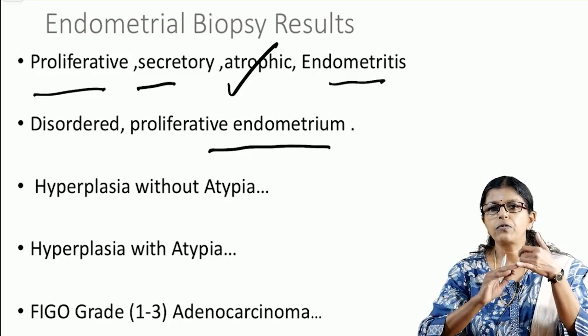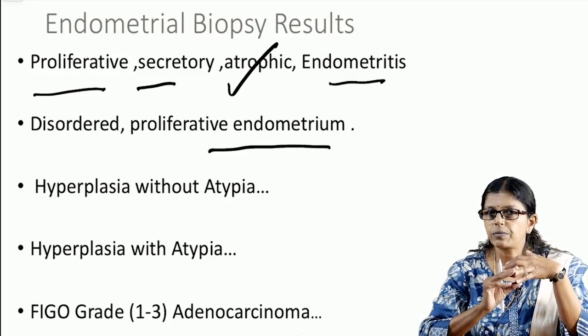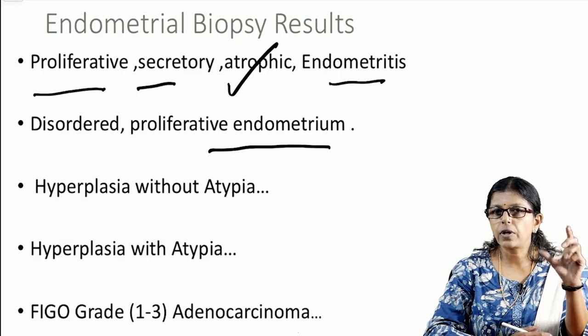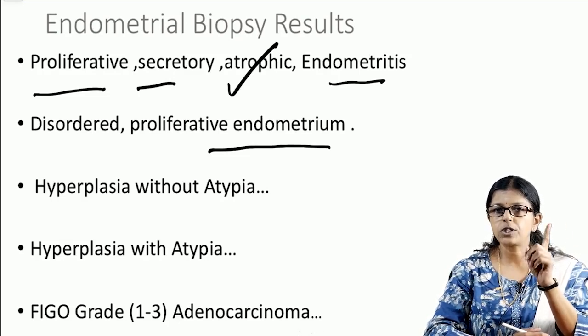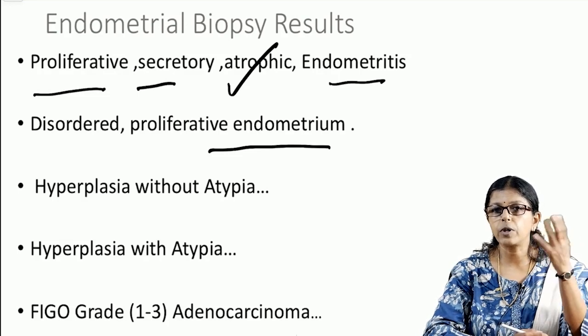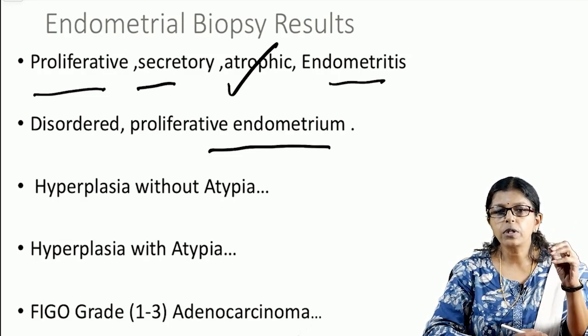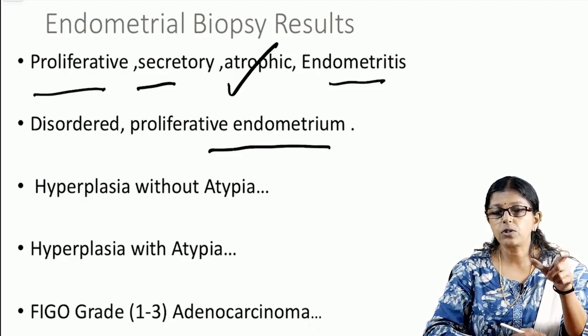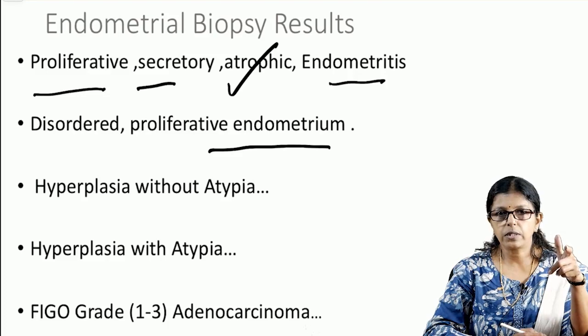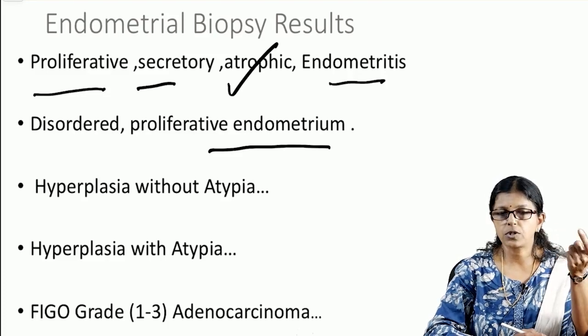How would you treat proliferative or disordered proliferative endometrium? Now, as we've said earlier, why is it proliferative? Because there is no progesterone effect. Because there is no ovulation, there is no progesterone effect, it continues to remain proliferative. So how would you treat? You would treat by giving exogenous progesterones. Okay, that we will come to later. When to give, how to give, we will come to later. So you will treat with progesterones.